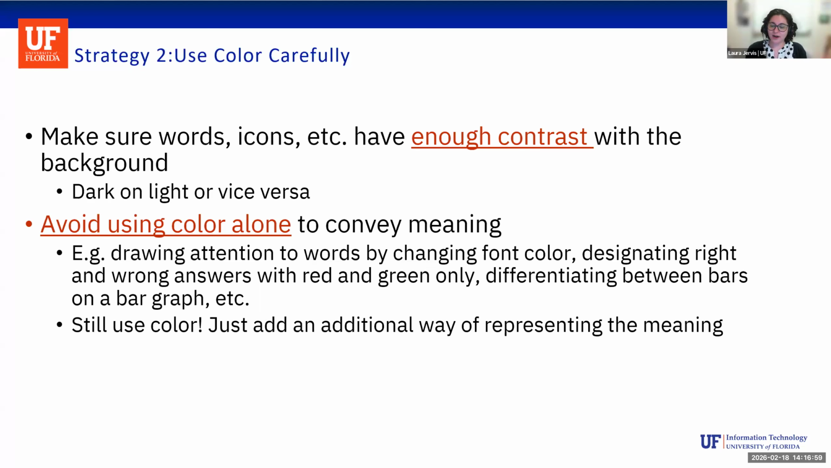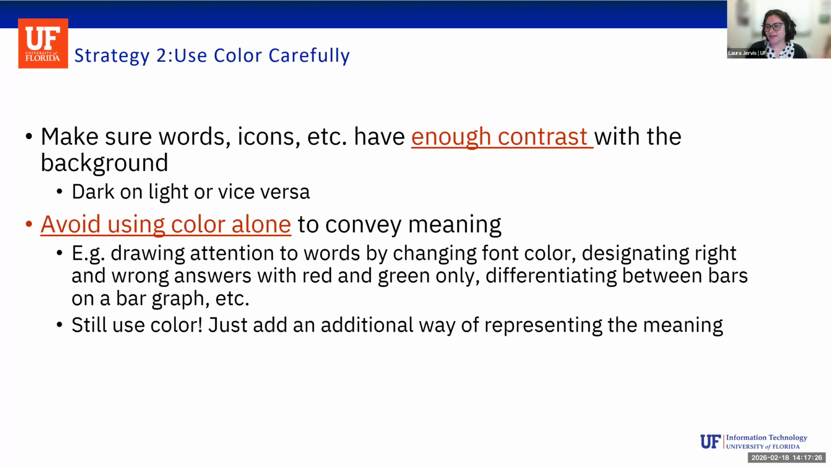If you are trying to draw attention to some words and you change the font color, that would be an example of using color alone to convey meaning because somebody who's colorblind might perceive that color as a dark, dull brown, which doesn't look that different from the black text next to it. So it's not actually drawing their attention in. So they're missing that layer of meaning.